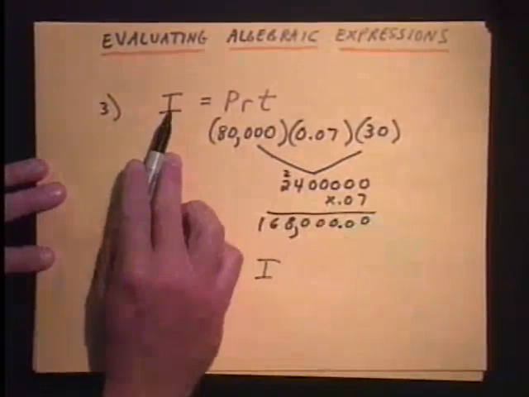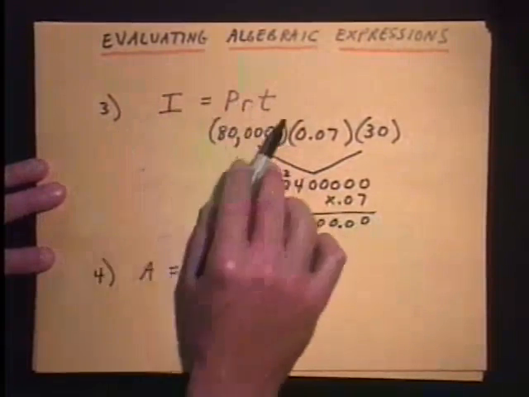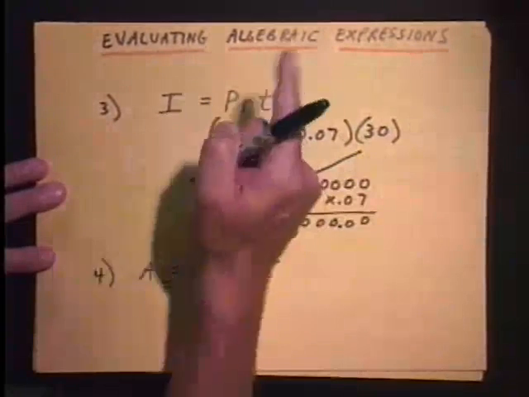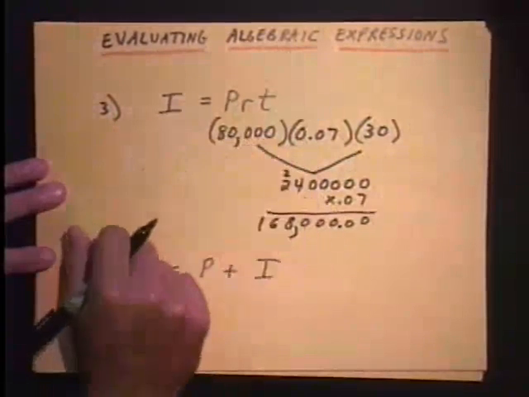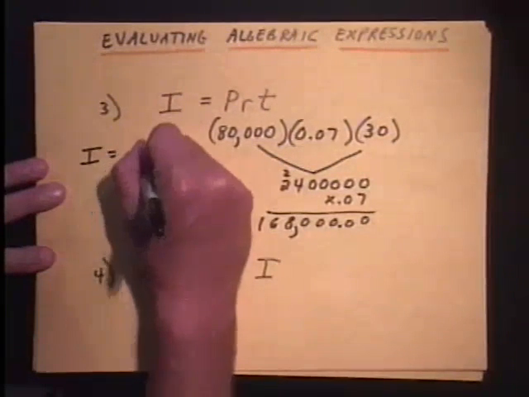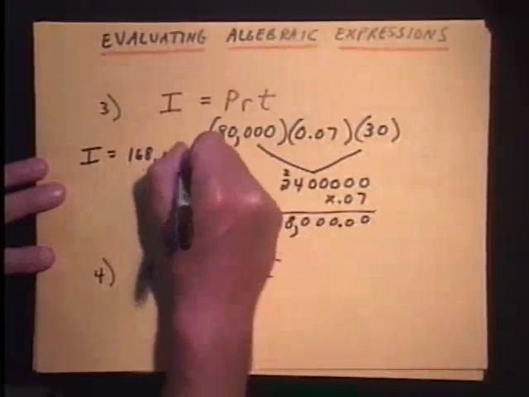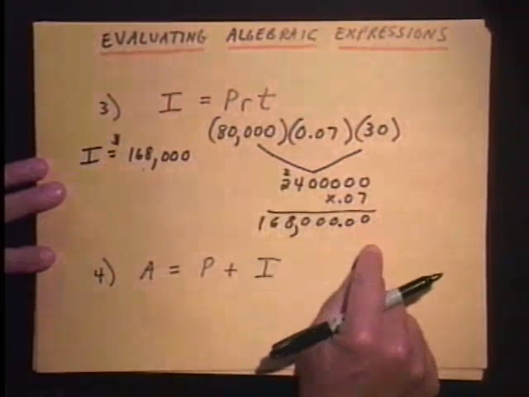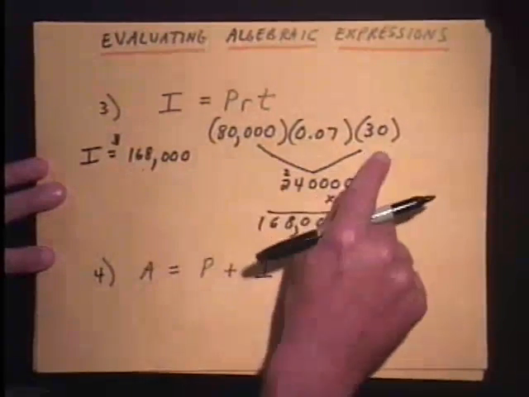So the interest, using this banker formula here, y'all think evaluating algebraic expressions never applies to you out there. Oh, but it does. Check this out. We get the interest on this home is $168,000. But that's not even how much our home cost after 30 years.